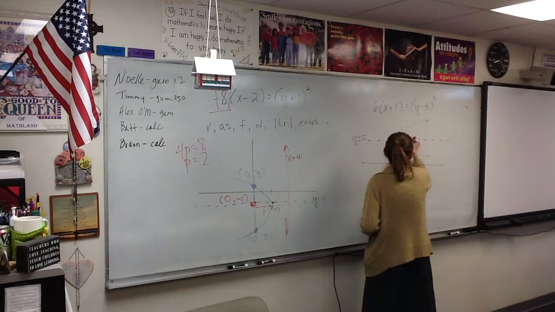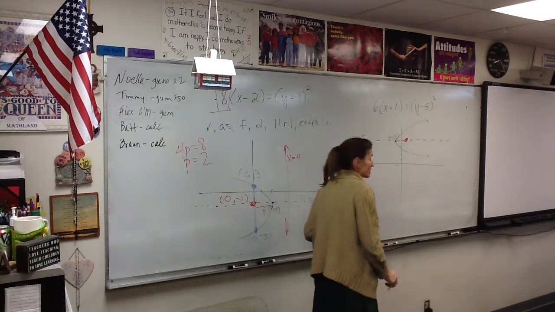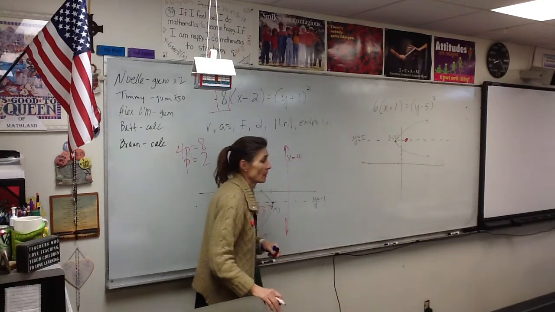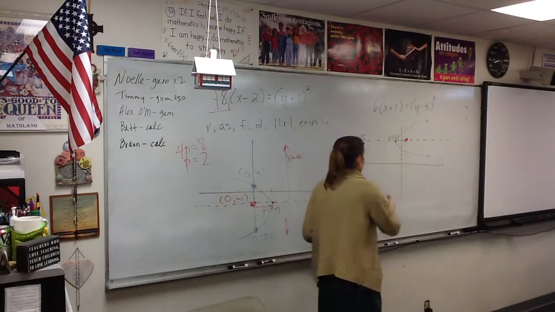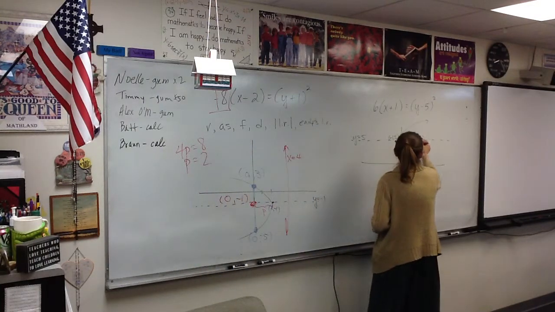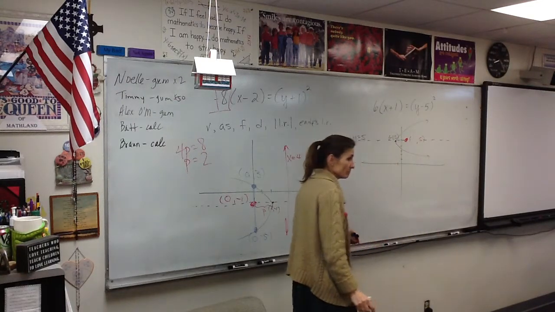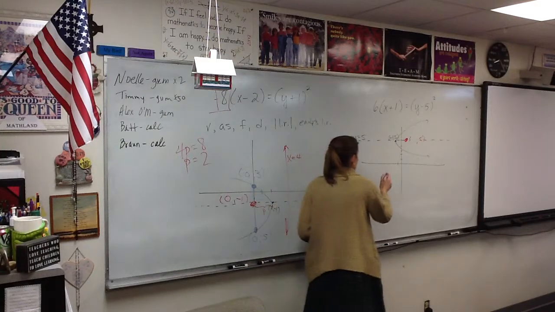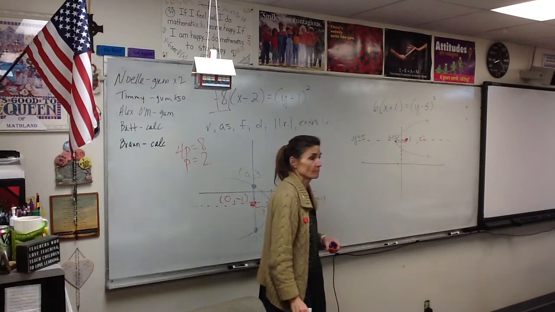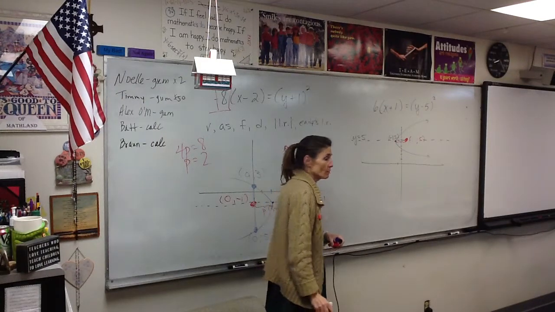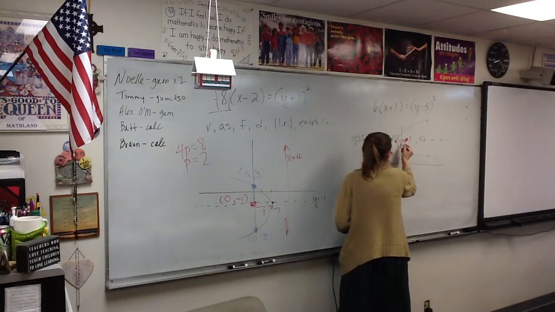My focus is in here somewhere. Remember, nobody's grading your graph, so just stick it in there. What do you know about that point? You know the y coordinate is 5, right? In order to find the x coordinate, you need this distance, which for some reason we call p.